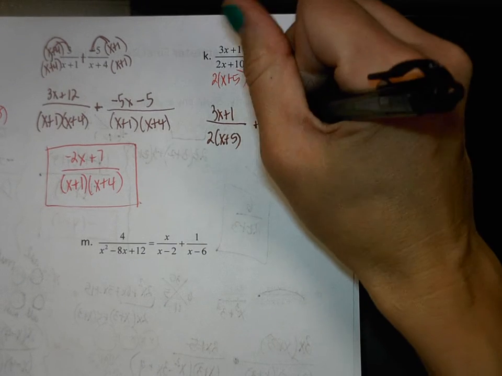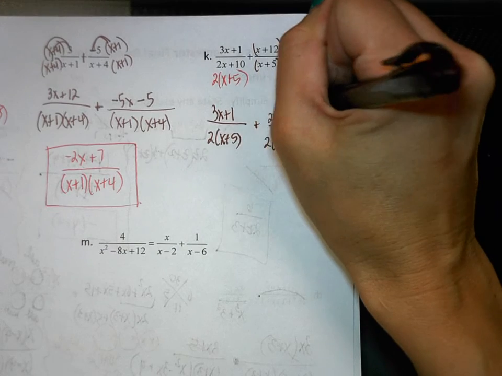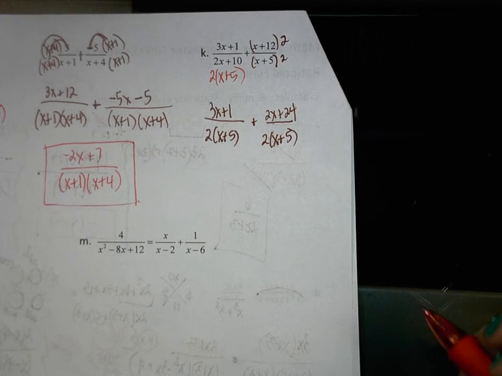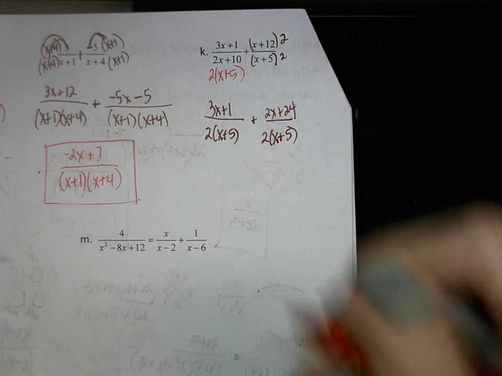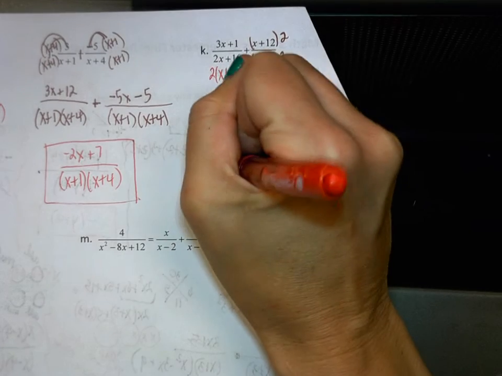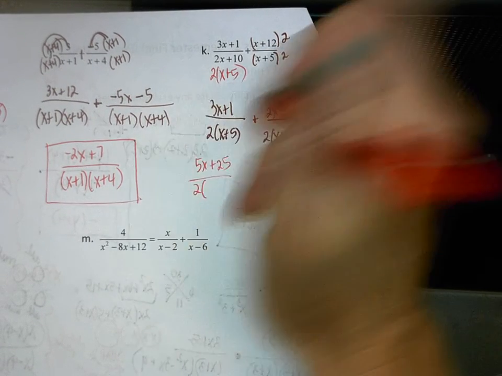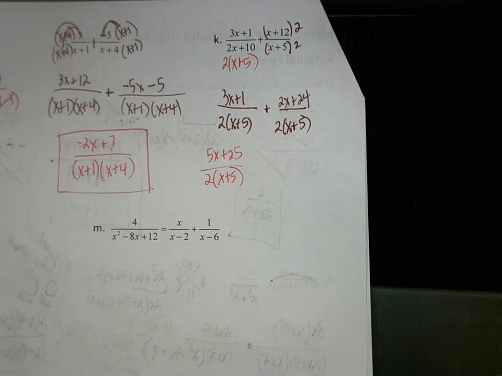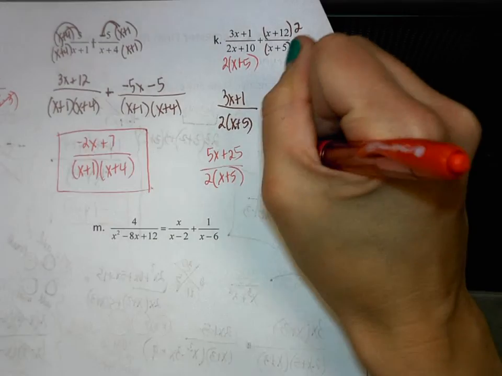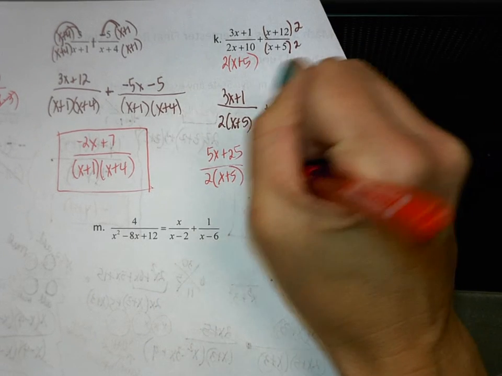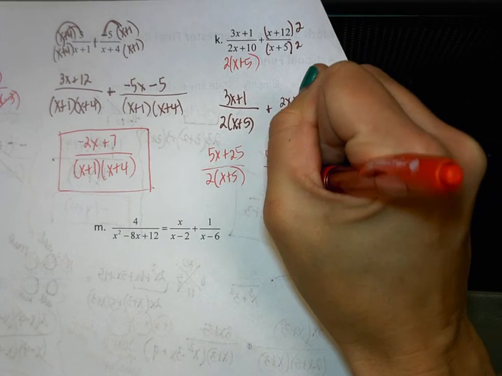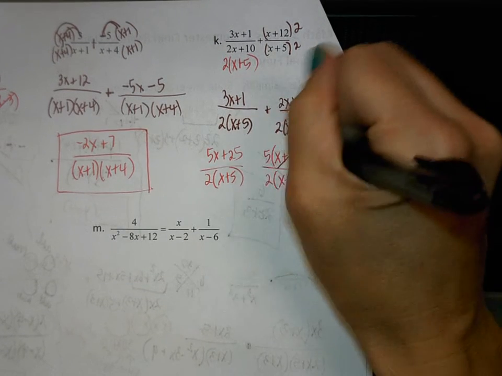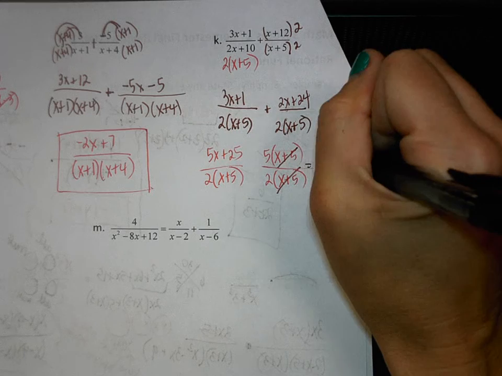Good, 2x plus 24. Okay, so then we combine our like terms. 3x and 2x makes 5x. Good, plus 25. All over 2 parenthesis x plus 5. Can I factor anything out? Good, we can take out a 5. And we're left with x plus 5 over 2 parenthesis x plus 5, right? And so x plus 5's cancel out. And we're left with 5 over 2.